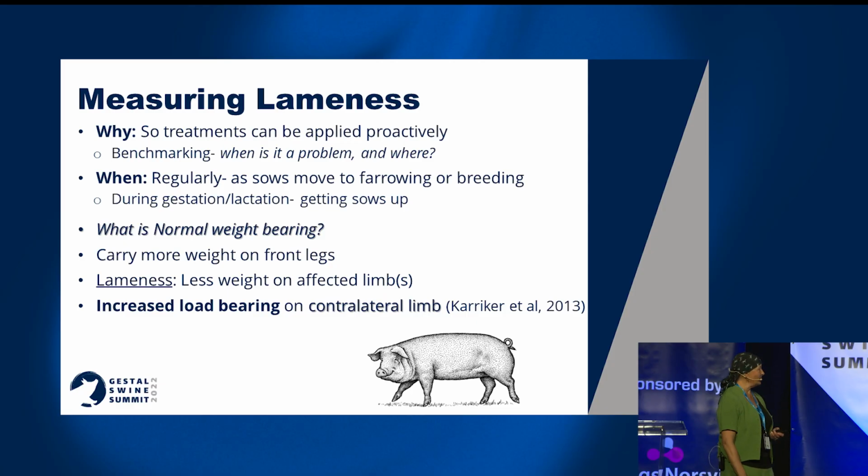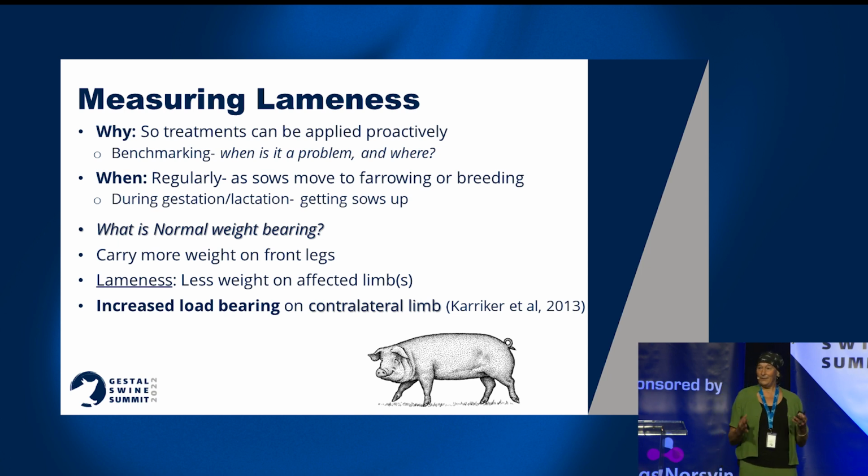So why are we measuring lameness? Ideally, if we can identify it early on, and we had some idea of what to do about it, that's often the problem. What are we going to do? So we can try to apply treatments proactively, and then also for benchmarking. When is it a problem? Where is it a problem? What stage in your production system is it a problem?